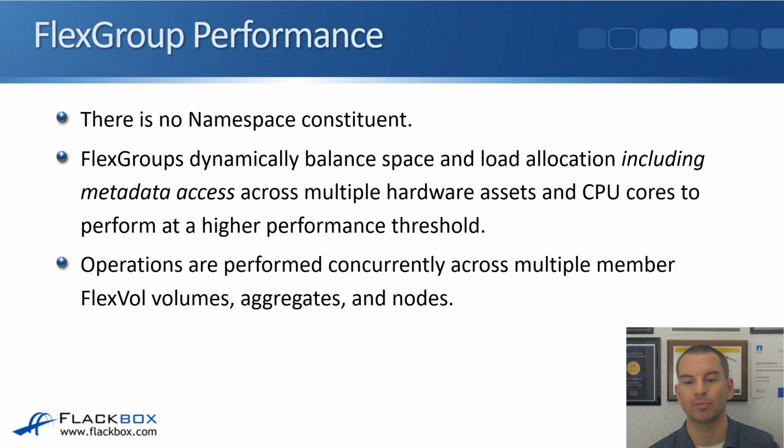FlexGroups dynamically balance space and load allocation, including metadata access, across multiple hardware assets and CPU cores to perform at a higher performance threshold. Operations are performed concurrently across multiple member FlexVol volumes, aggregates, and nodes. So you're getting the best use of your distributed storage system. You're using all of those different distributed hardware resources. So everything is running in parallel and distributed. You get better performance that way. Better performance not just compared to infinite volumes, but compared to your normal flexible volumes as well.